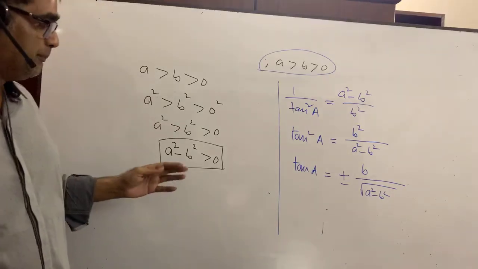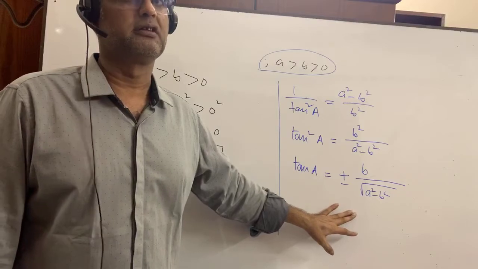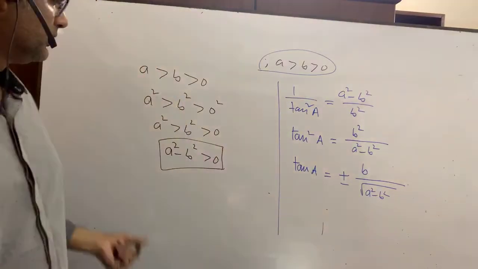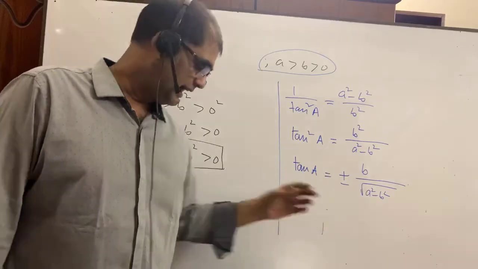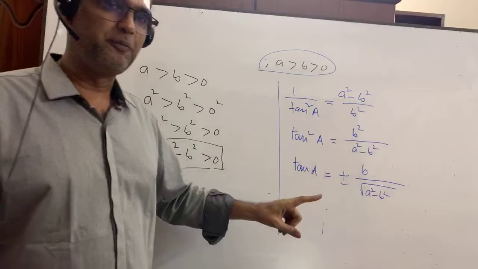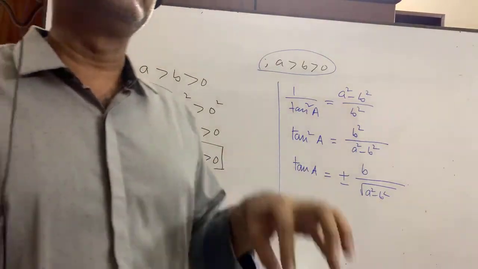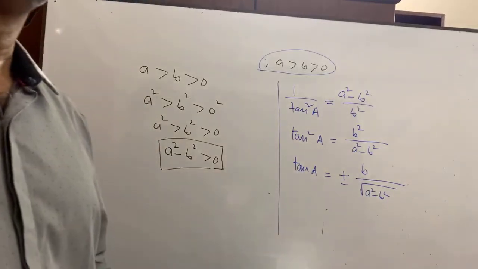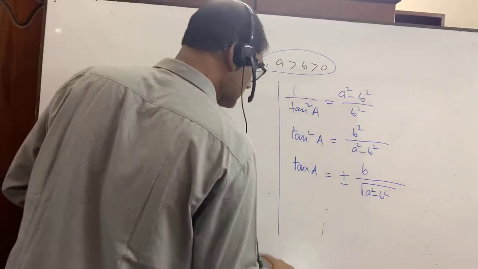If it was less than 0, then our math would not be done. Please pay attention. I have proved that yes, a square minus b square is greater than 0. So the part inside the square root is greater than 0. Then yes, it is done. Otherwise it would not be done.